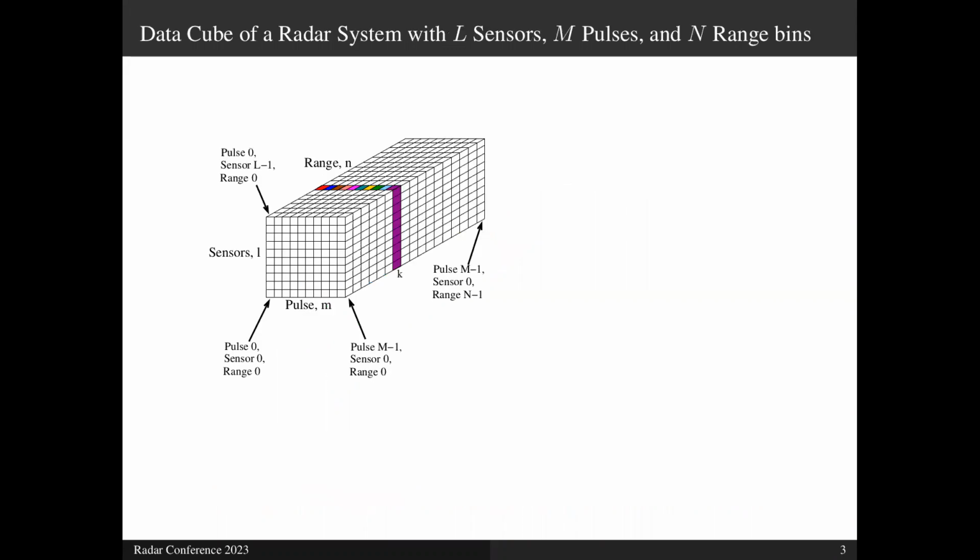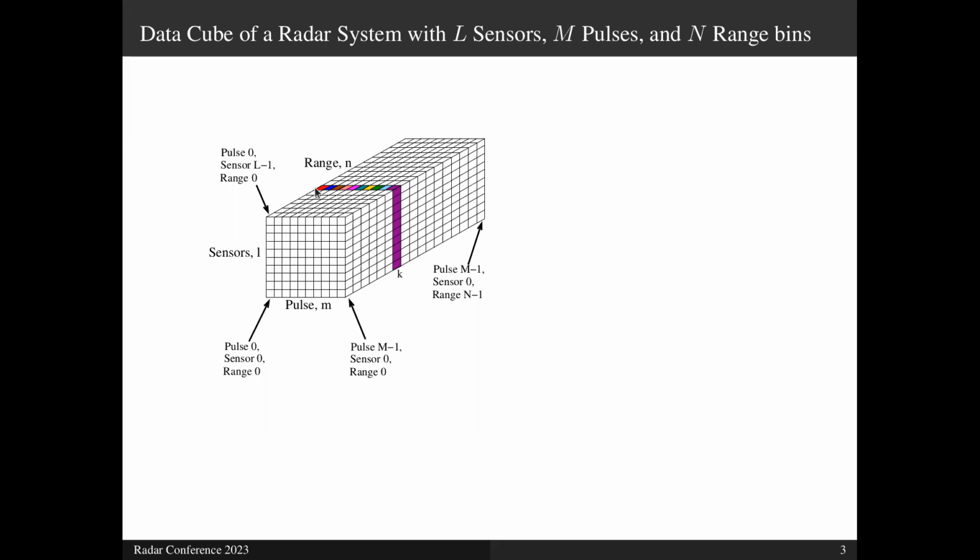This figure shows a data cube in a radar system that has L sensors, M pulses, and N range bins. Along the vertical axis, we have the sensors. So this is the spatial direction. Along the horizontal axis, we have the pulses. So this is the slow time axis. And along this slanted axis, we have the range denoted by N.